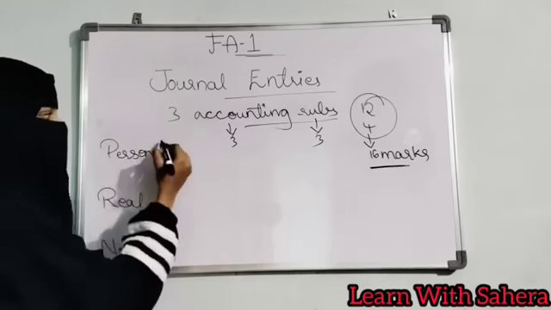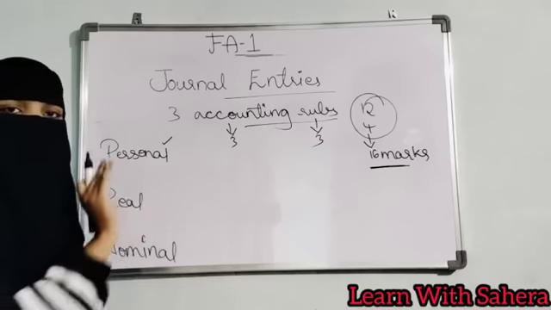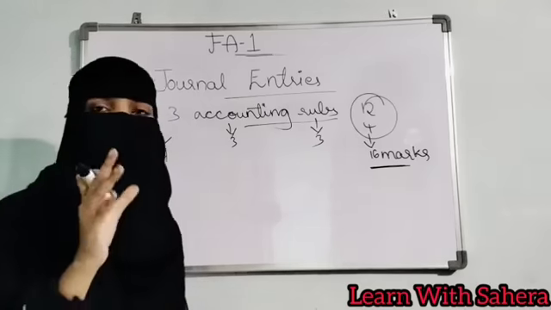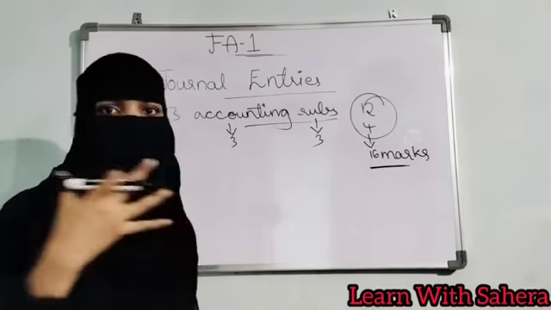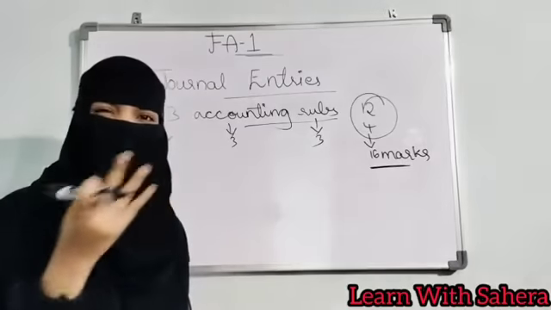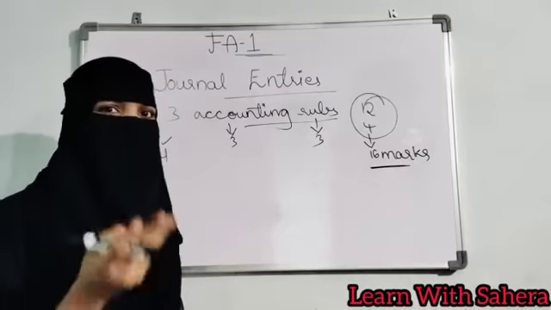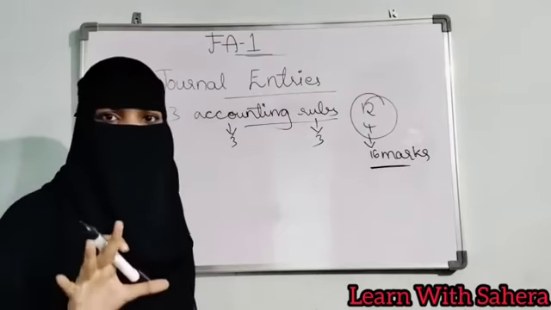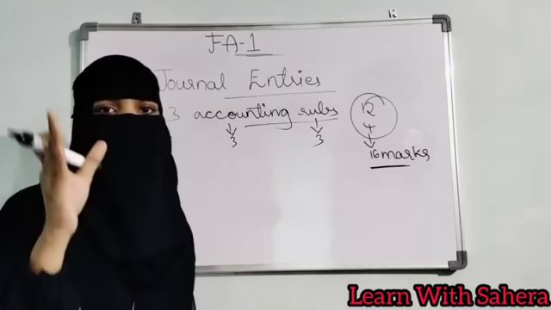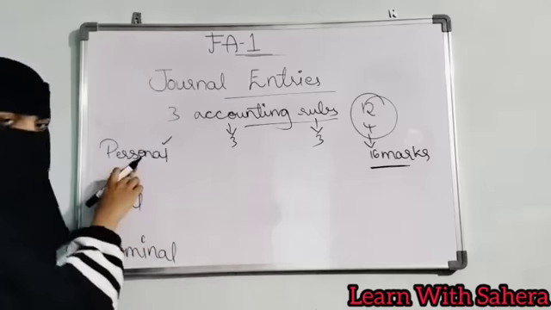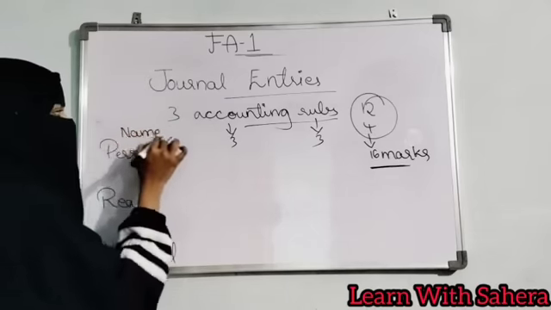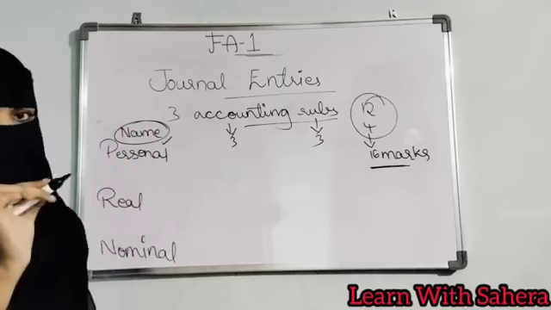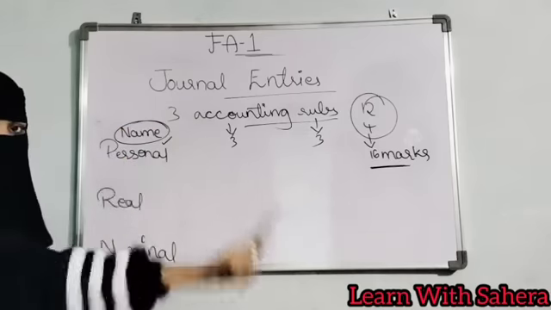First let us discuss the personal account. A personal account is nothing but an account of a person, children. Example, Sahira's account, Raju, Ravi, Mohan, Sita, Geeta. Any name you see in the transaction will come under personal account, children. Personal is nothing but a person's account.